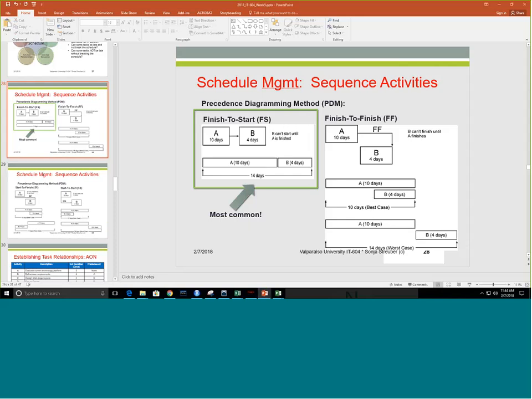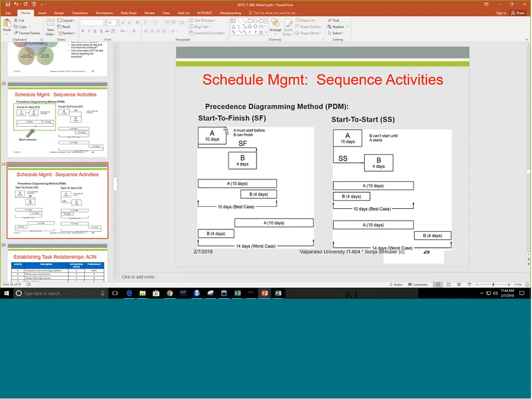Now we also have start to finish relationships. Start to finish means that A must start before B can finish, which means that even if A starts on the last day that B finishes, it still has started before B has finished. That's the worst case scenario. The best case scenario is A starts first, B starts later, and they both finish at the same time.